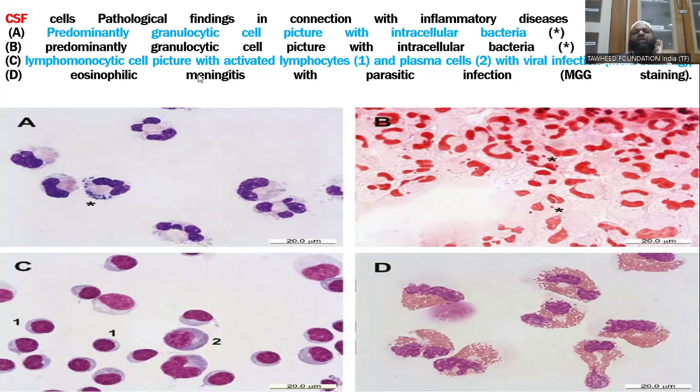lymphomonocytic cell picture with activated lymphocytes. One is plasma cell, two is viral infection. Again, we are using MGG stain.